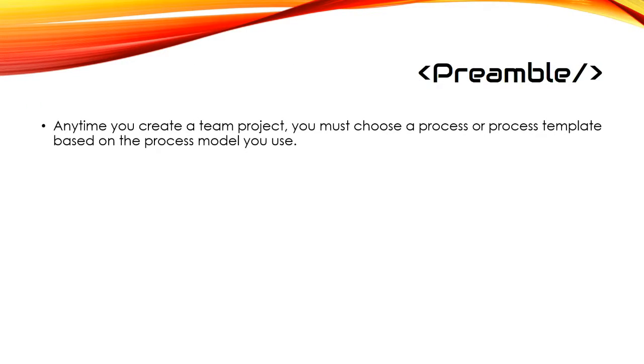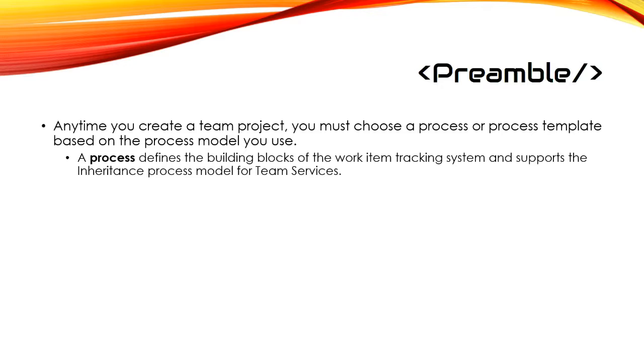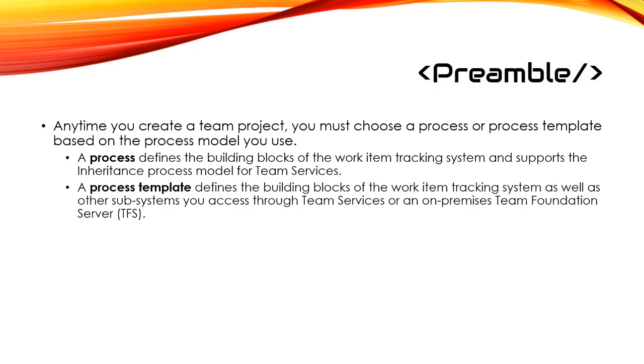Anytime you create a team project, you must choose a process or process template based on the process model you use. A process defines the building blocks of the work item tracking system and supports the inheritance process model for team services. A process template defines the building blocks of the work item tracking system as well as other subsystems you access through team services or the on-premise Team Foundation Server.